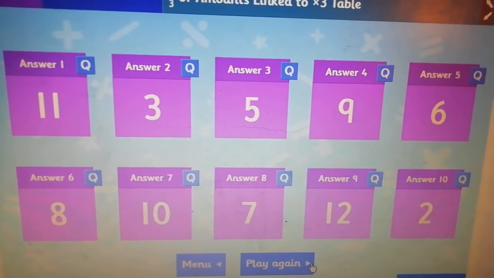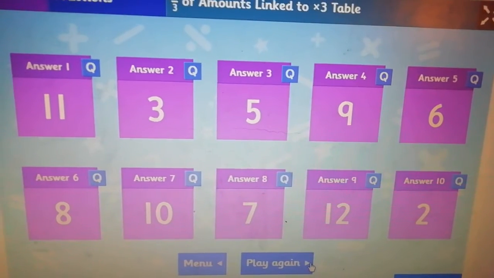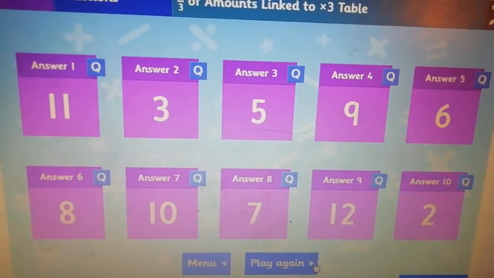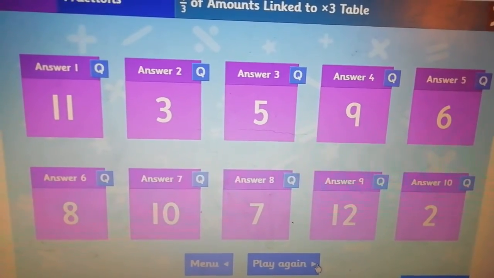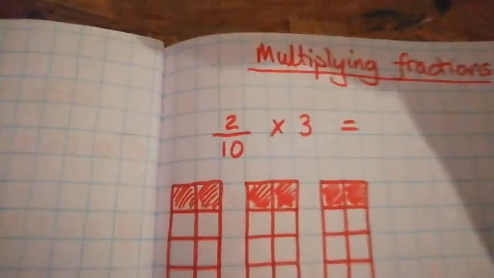So here we've got some answers. You should have 11, tick it off if you got it. 3, 5, 9, 6, 8, 10, 7, 12, and 2. Okay. So today, multiplying fractions is what we're really interested in.